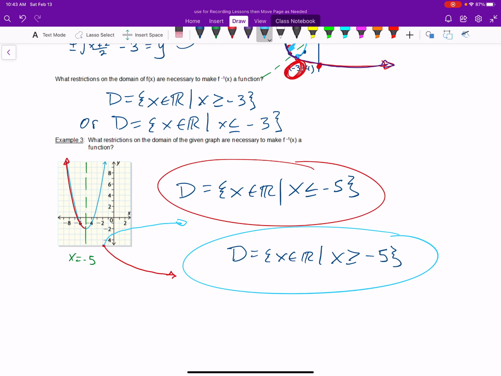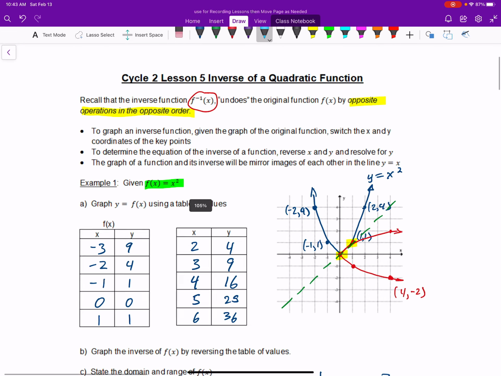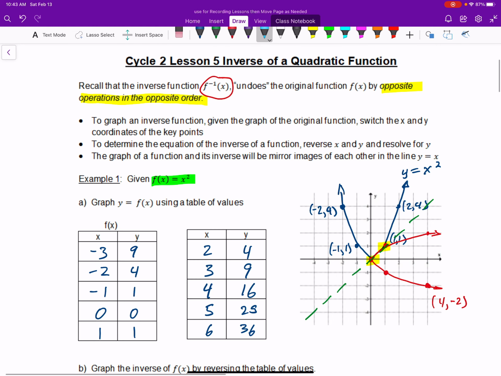Anyway, so that's it. Some specific things about doing inverses of quadratic functions. Take a look at the homework.